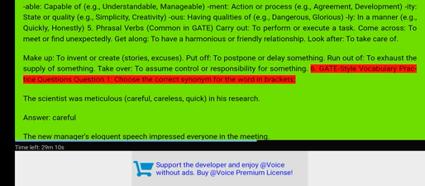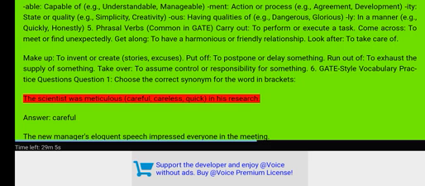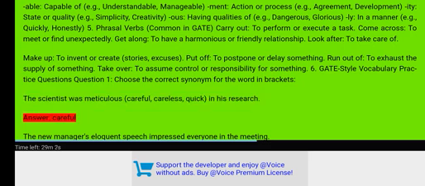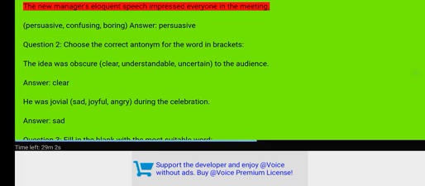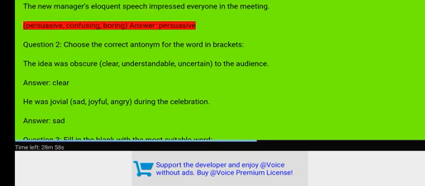6. GATE style vocabulary practice questions. Question 1. Choose the correct synonym for the word in brackets. The scientist was meticulous (careful, careless, quick) in his research. Answer: careful. The new manager's eloquent speech impressed everyone in the meeting. Persuasive, confusing, boring. Answer: persuasive.